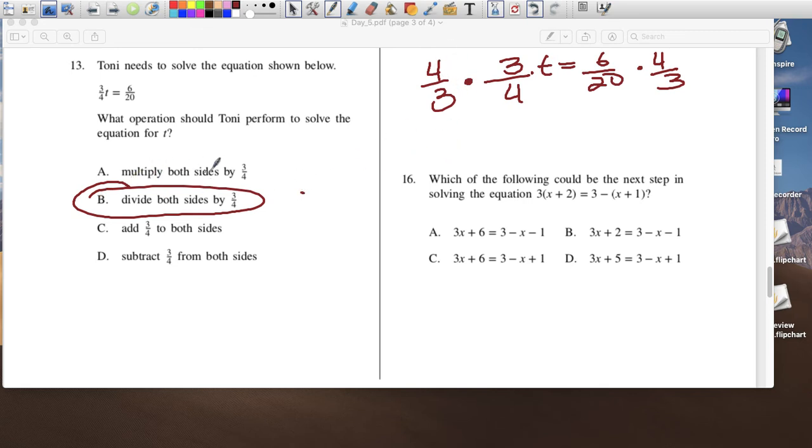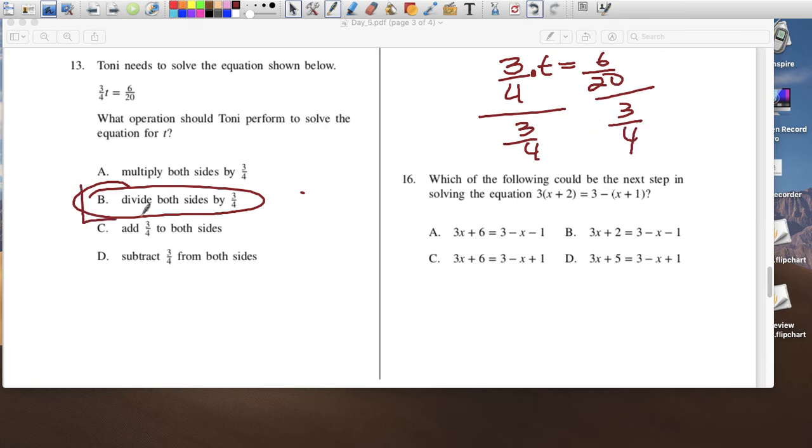If this had said multiply both sides by 4/3, this would have been correct, but actually I should have read the problem. So here's my problem. We use inverse operation. Because this is being multiplied, we're dividing by 3/4 and dividing this by 3/4, which means multiply by 4/3. But as far as the question is concerned, we're dividing both sides by 3/4.